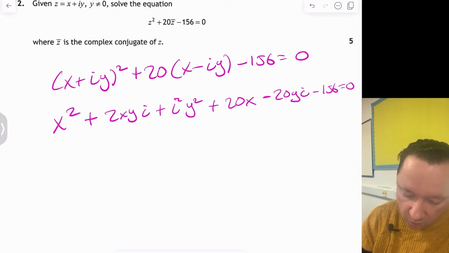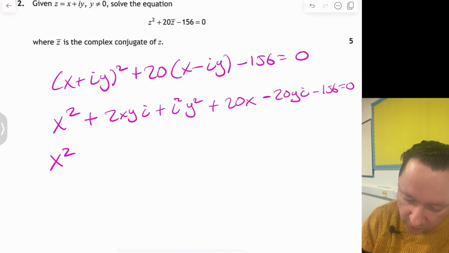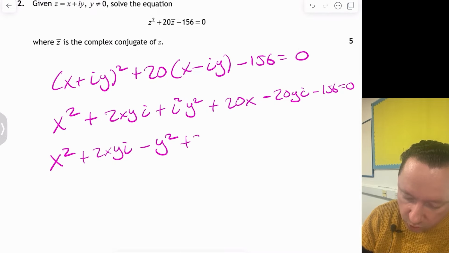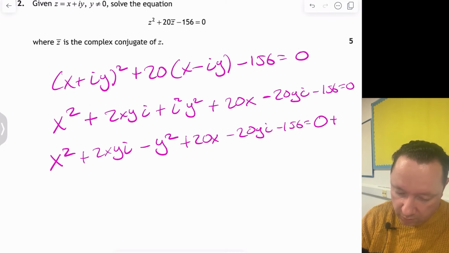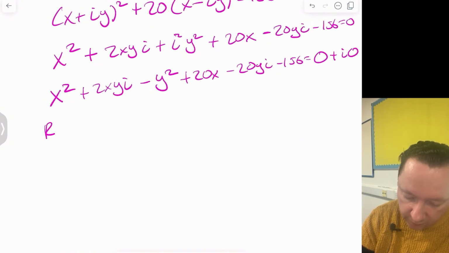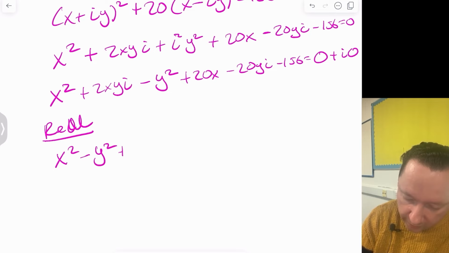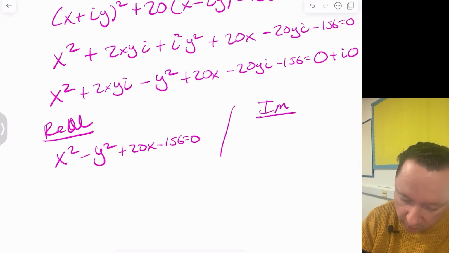Let's collect all the real terms in the same bit together. So I've got x squared plus 2xyi minus y squared, because i squared is minus 1, plus 20x minus 20yi minus 156. And think of that 0 as 0 real plus 0 imaginary too, so 0 plus 0i. So looking at the real part, you've got x squared minus y squared plus 20x minus 156 equals 0. And then looking at the imaginary part, you've got 2xy minus 20y equals 0.